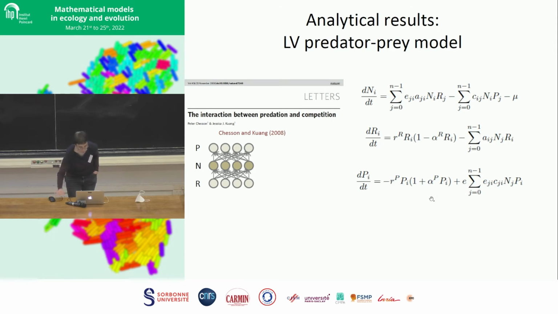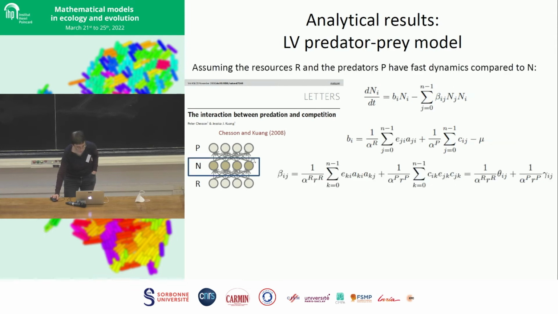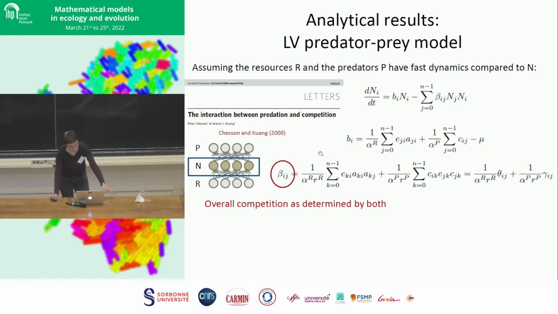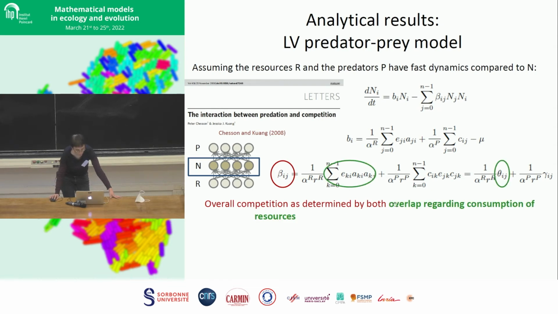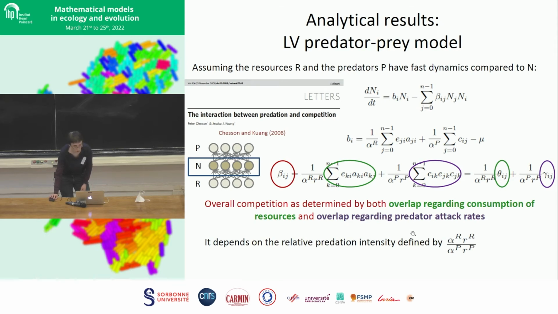Okay, so we followed the analysis of Chesson and Kwong, which is quite basic, meaning that we assume that we have fast dynamics of the resources and the predators. And in that case, you can approximate and simplify the system by focusing on the intermediate species here. And you find back the Lotka-Volterra competition model, where the intrinsic growth rate here, and the interaction parameters here, depend also on the resources and on the predator terms. And in particular, this is what is described by Chesson and Kwong. The overall competition beta here is determined by both overlap of consumption of resources, here the consumption rates of the different resources, and it depends also on overlap regarding predation.